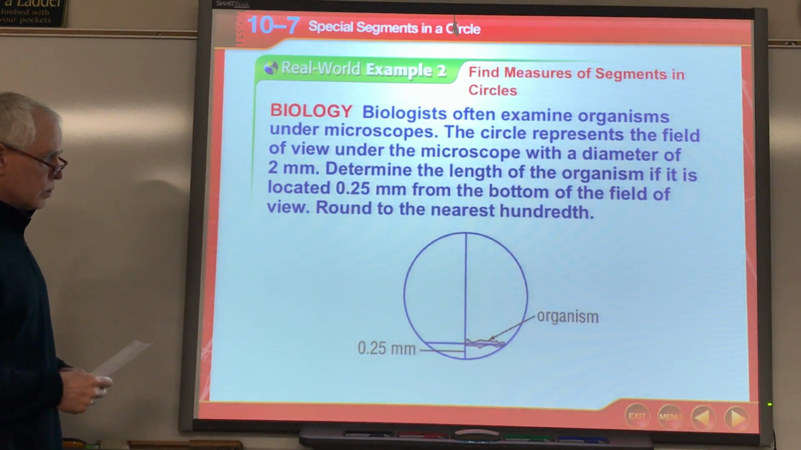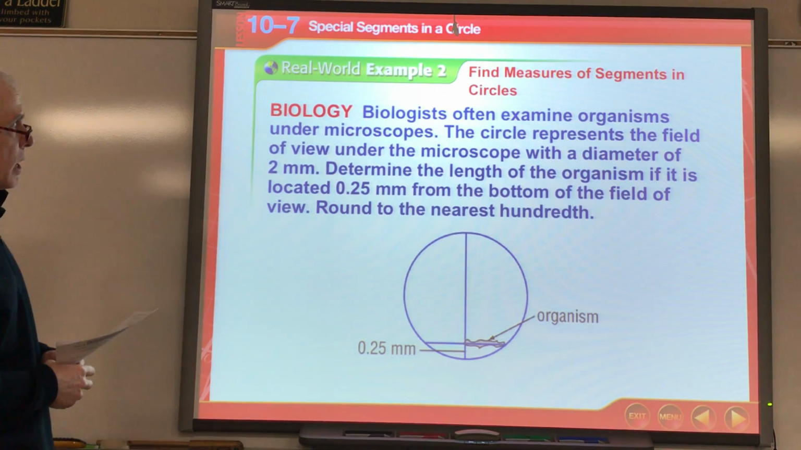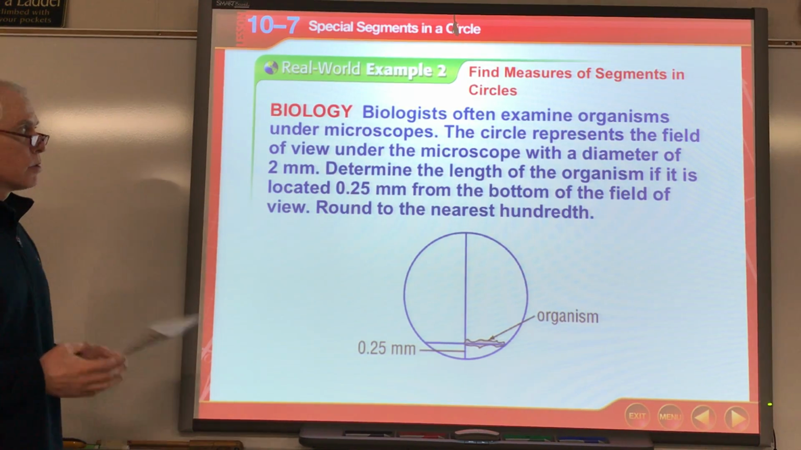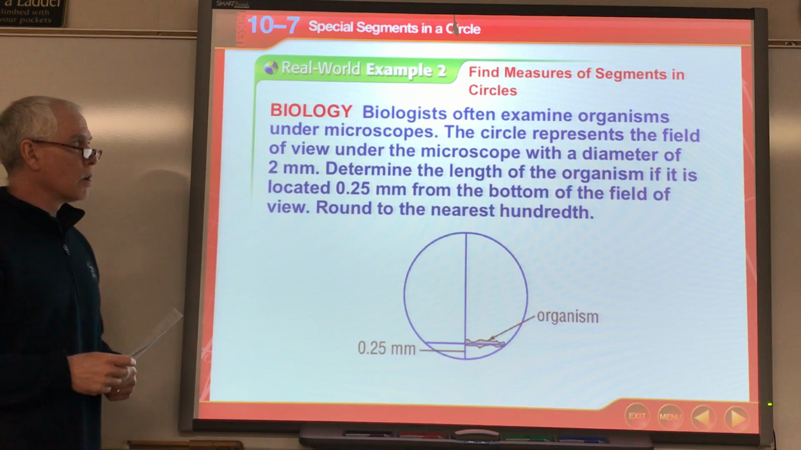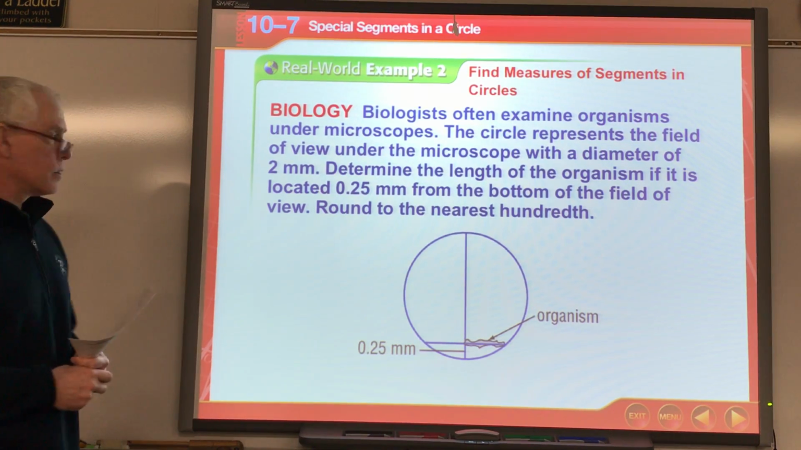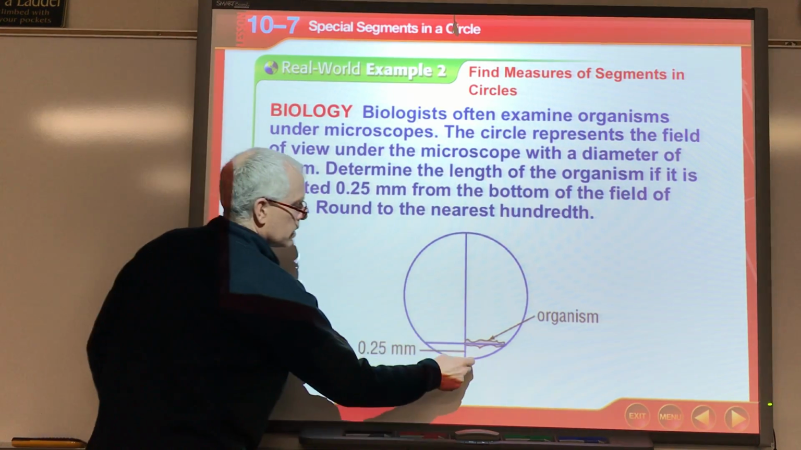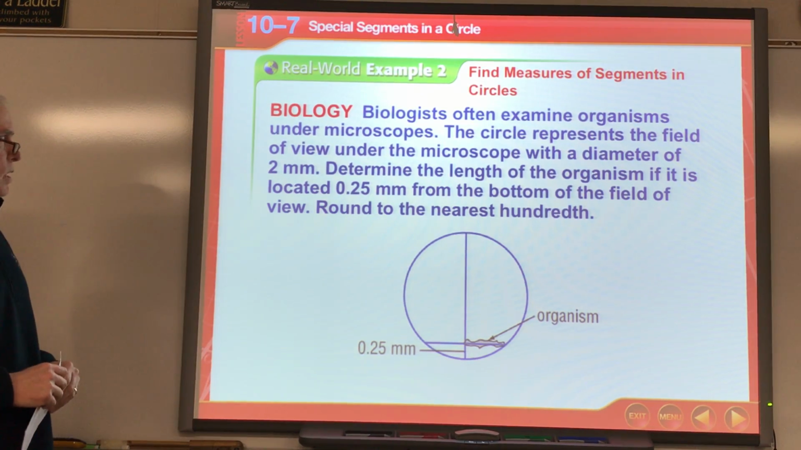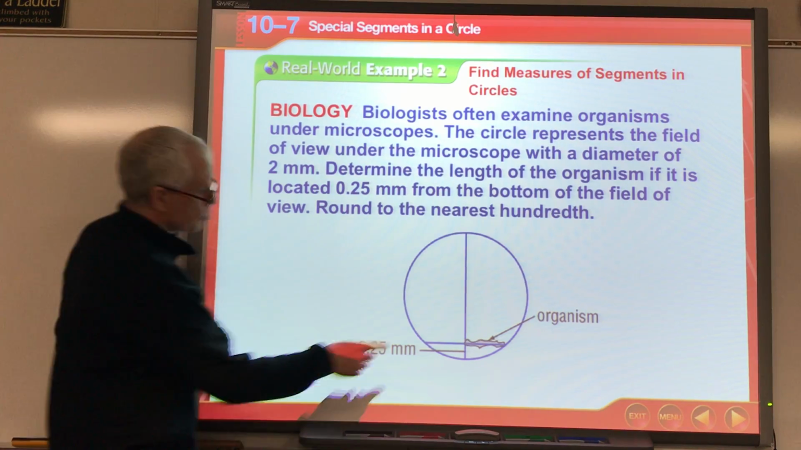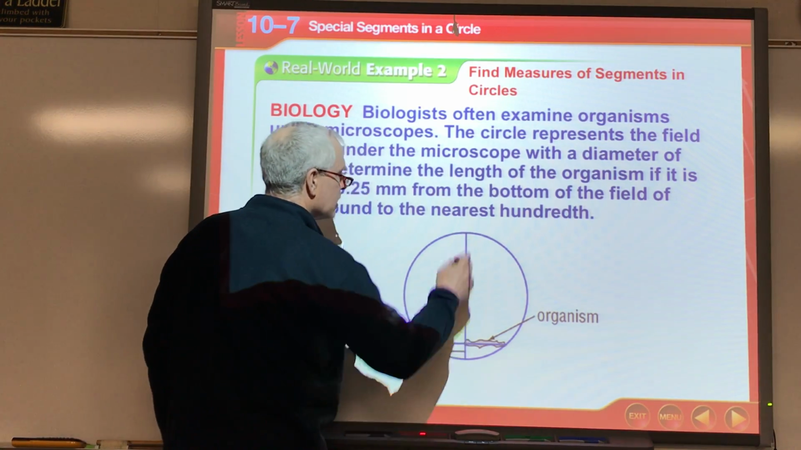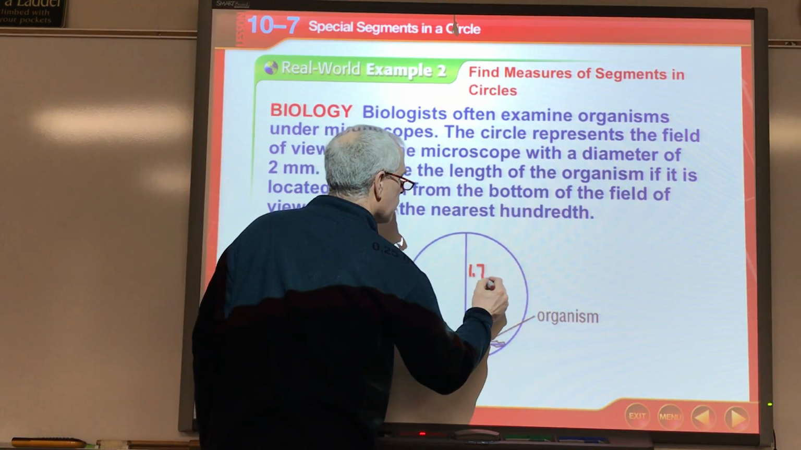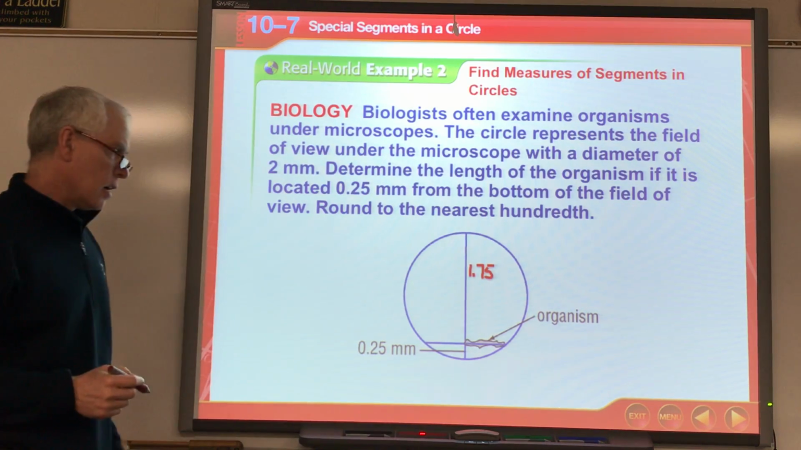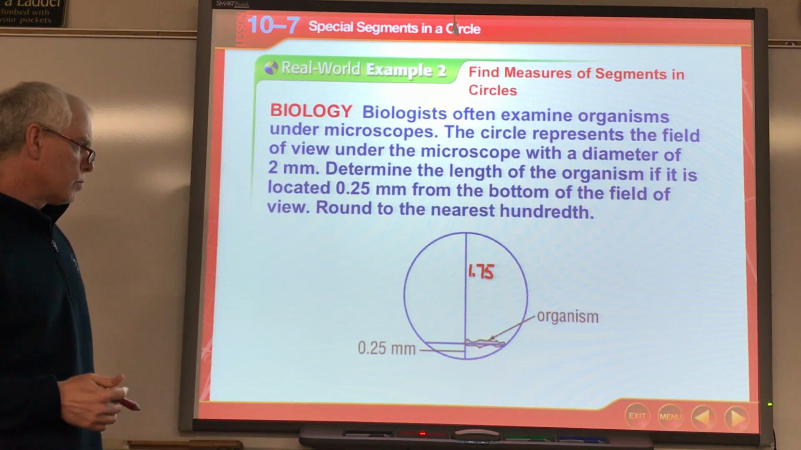Okay, really similar situation. They just want to have the numbers written in here. So biologists often examine organisms under microscopes. The circle represents the field of view under the microscope with a diameter of 2 millimeters. Okay, so this segment here is 2 millimeters. Determine the length of the organism if it's located 0.25 millimeters from the bottom of the field of view. So this is 0.25. That makes this segment up here 1.75 because the whole circle had a diameter of 2.